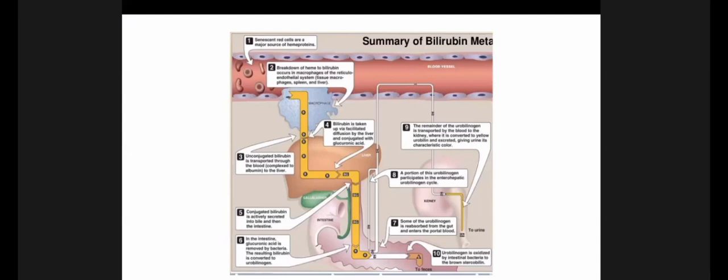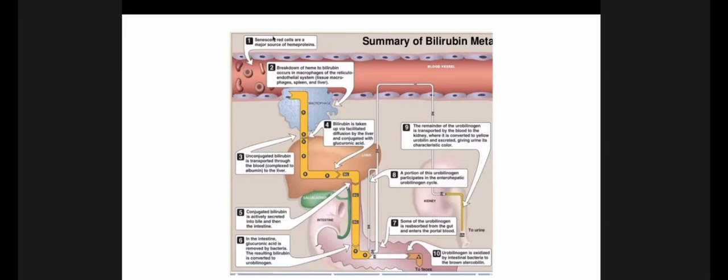Right. So we'll start by recapping some of the physiology and biochemistry that you already know, right? So once you understand the physiology, it's very easy to work out the pathophysiology, right? So this is a diagram from your Lippincott, and it basically demonstrates the metabolism of bilirubin in your body.